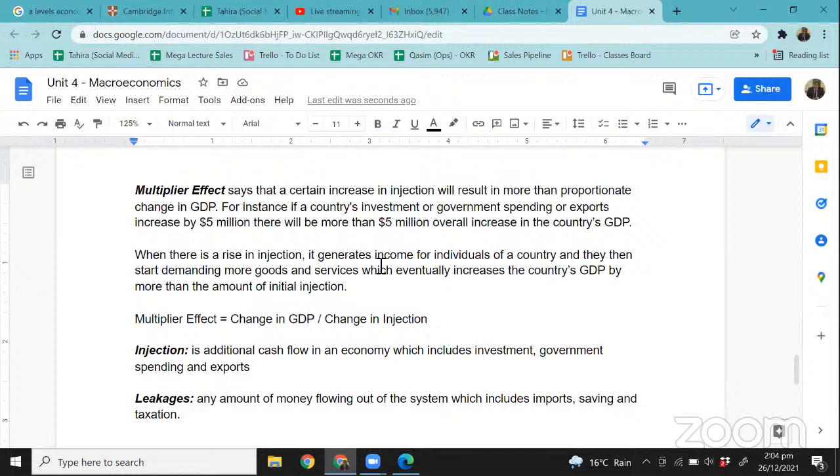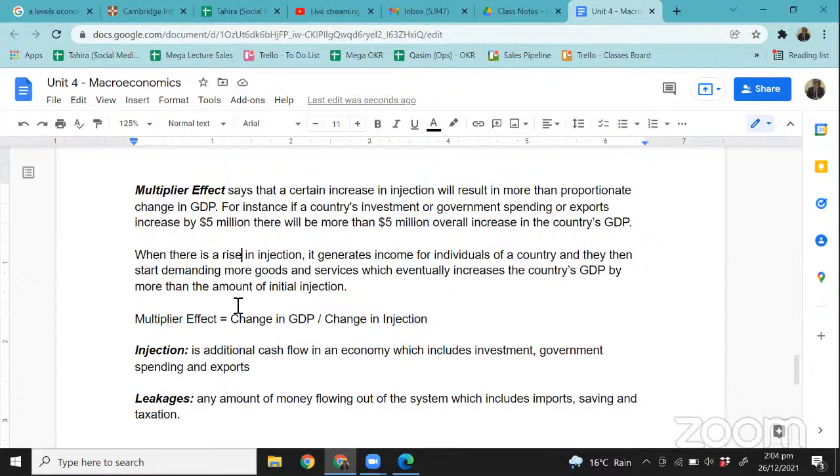So this rise in injection generates income for individuals. How? Because all the people that you are hiring will earn more incomes. Or if previously they were unemployed, now they start earning, so they will demand more goods and services. Similarly, the building that you construct, the machines that you buy, every resource that you get would generate some income for other people. And as a result, these people who are earning more will be going out in the market, spending, making transactions, demanding goods and services, and eventually the overall increase in the country's GDP will be more than the initial amount of injection. That's how this entire thing works.